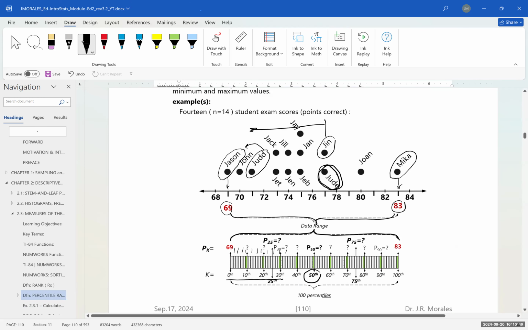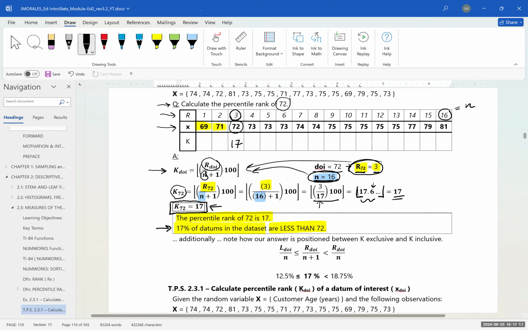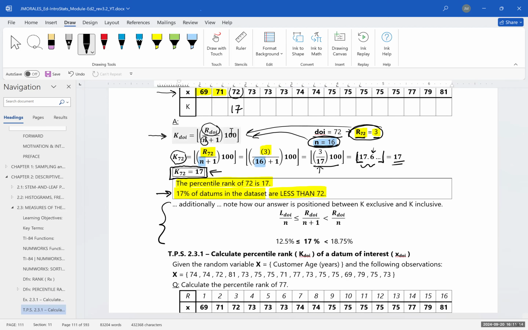Okay, these are students. This is a different data set, sorry. So here we had one customer that had an age of 62, and two other customers had ages of 69 and 71. So those two customers are part of this 17% of datums that are less than 72. Okay, I kind of want to skip this right now because I just want to stick to this idea.